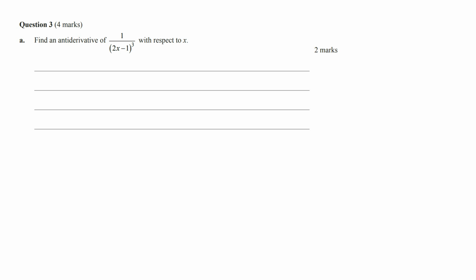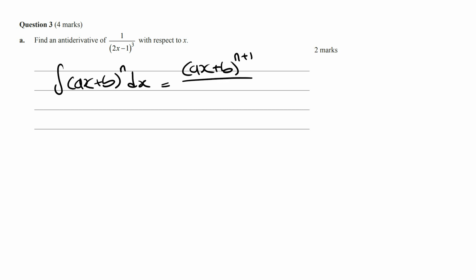To find an antiderivative for 1 on (2x minus 1) cubed, we need to use the rule: the integral of (ax plus b) raised to the power of n dx is going to equal the bracket (ax plus b) raised to the new power n plus 1, divided by the coefficient of the x term, which is a, times the new power, and then plus c. And we use this rule when the value of n, or the power of the brackets, does not equal minus 1.